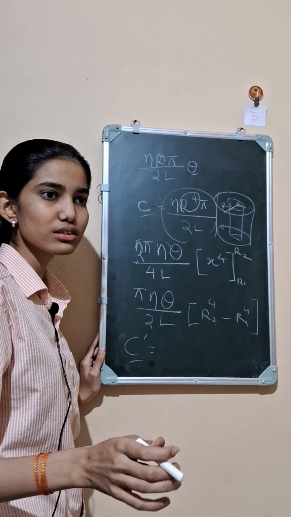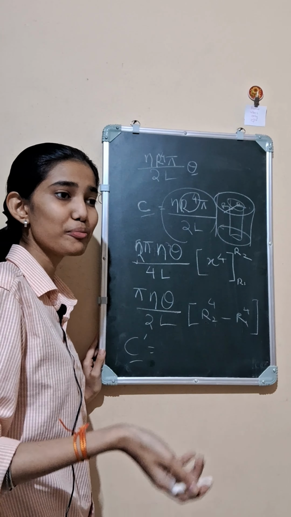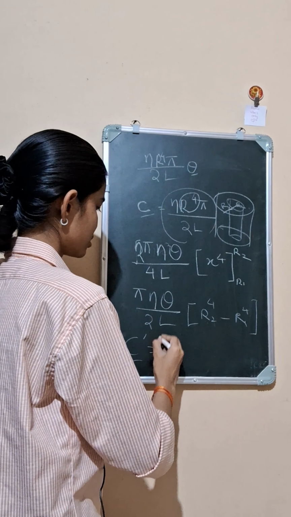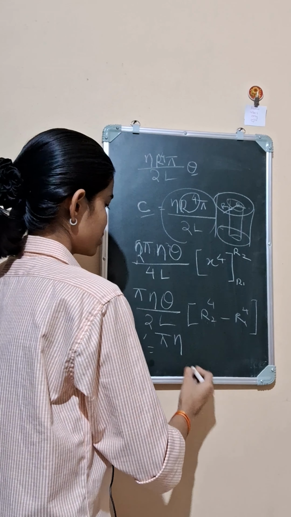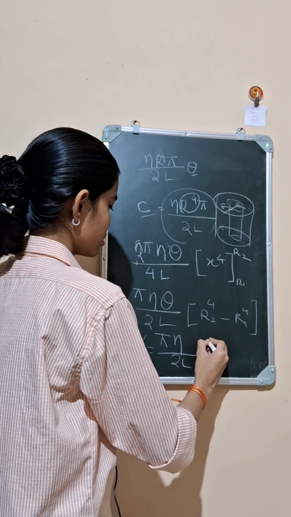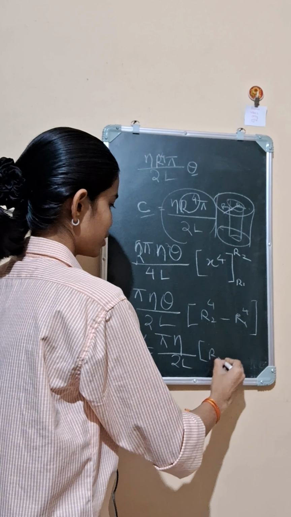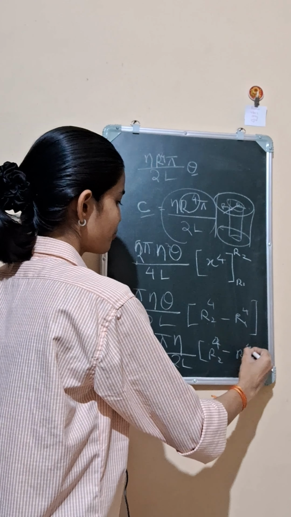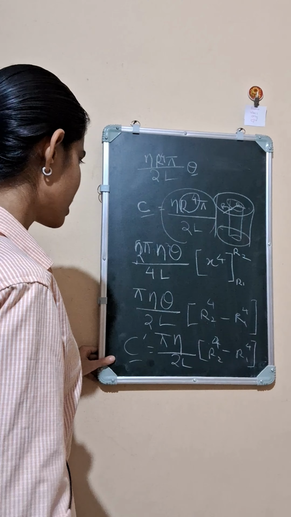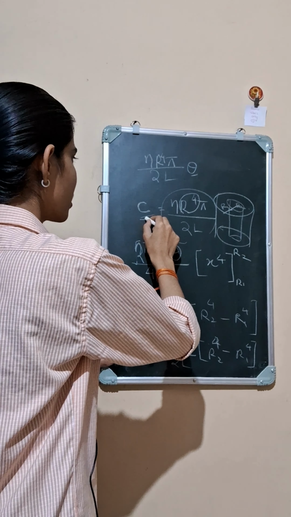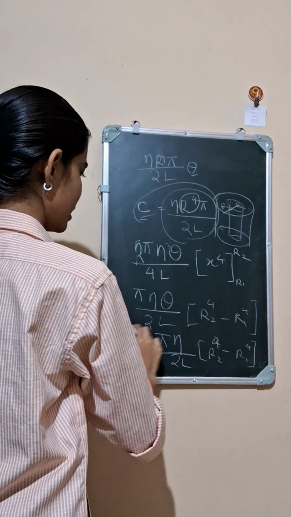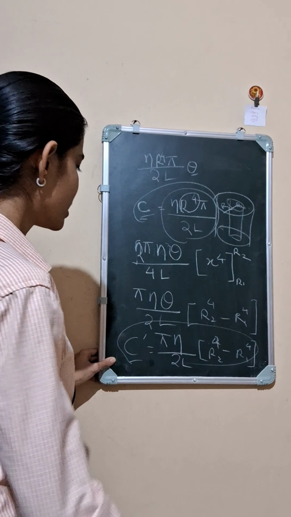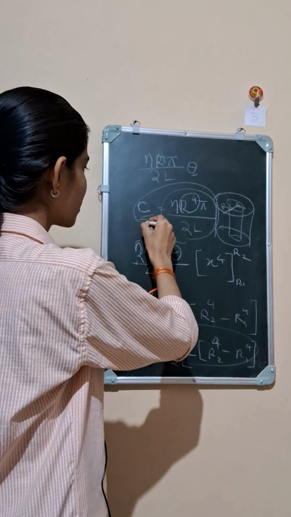Both things have the same result but a different point of view. So we can say torsional rigidity will be equal to 2 pi eta by 2l into (r2 to the power 4 minus r1 to the power 4). And now you can see that I have C and C dash. Now I am going to calculate the ratio of C dash by C.